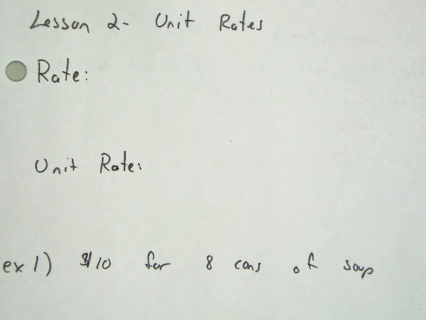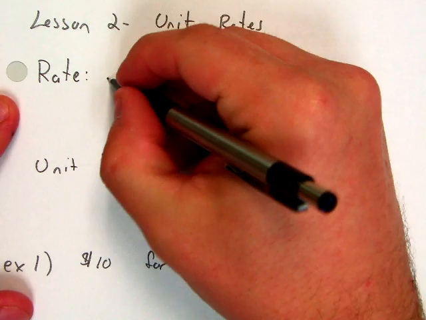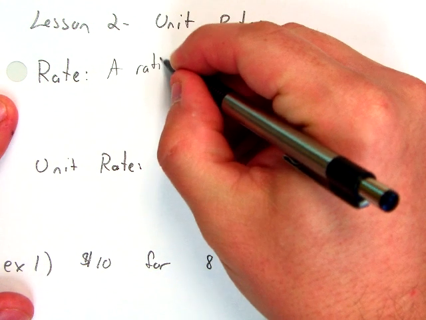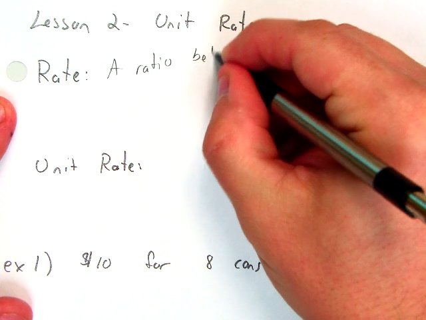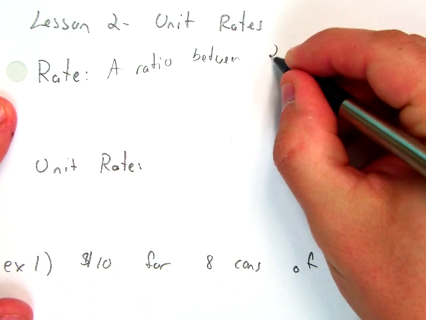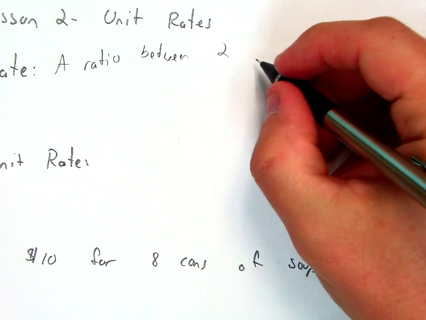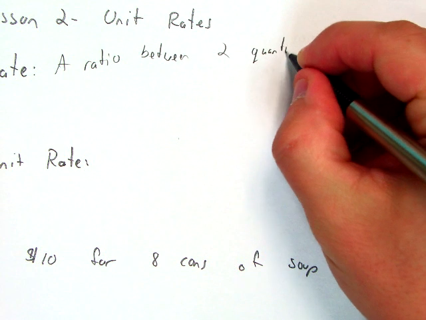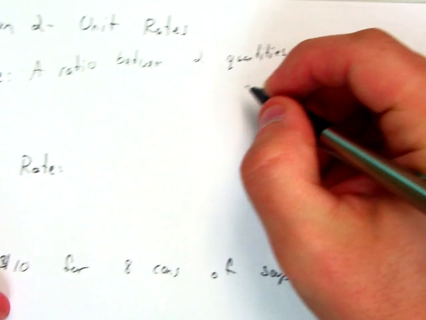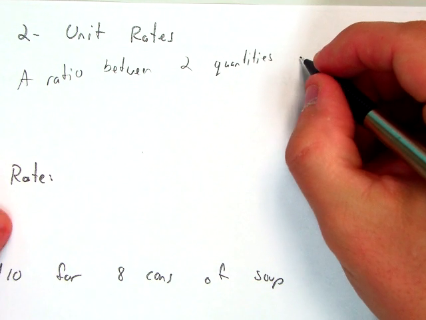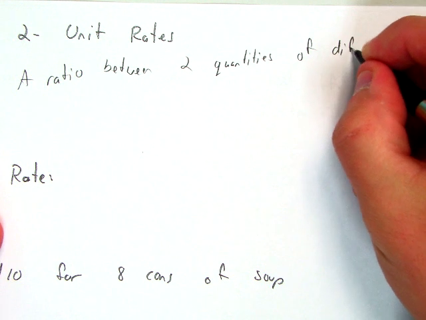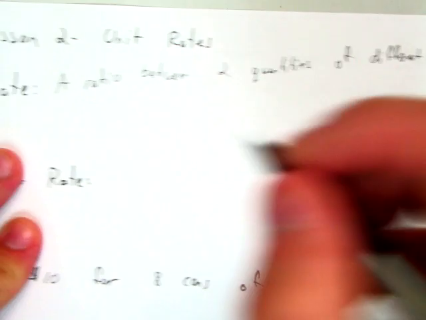All right, today we're going to be talking about lesson 2 in chapter 5. This is all about unit rates. So first of all, a rate is a ratio between two quantities, between two things, that have different units, different kinds of units.